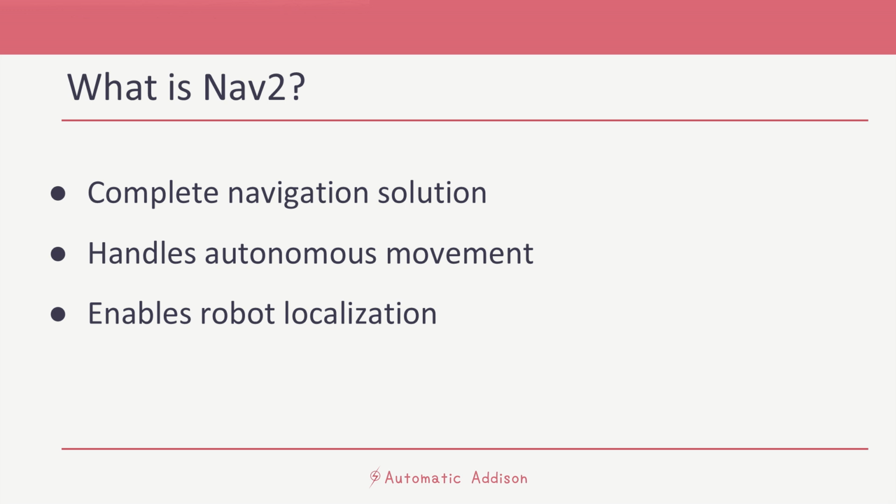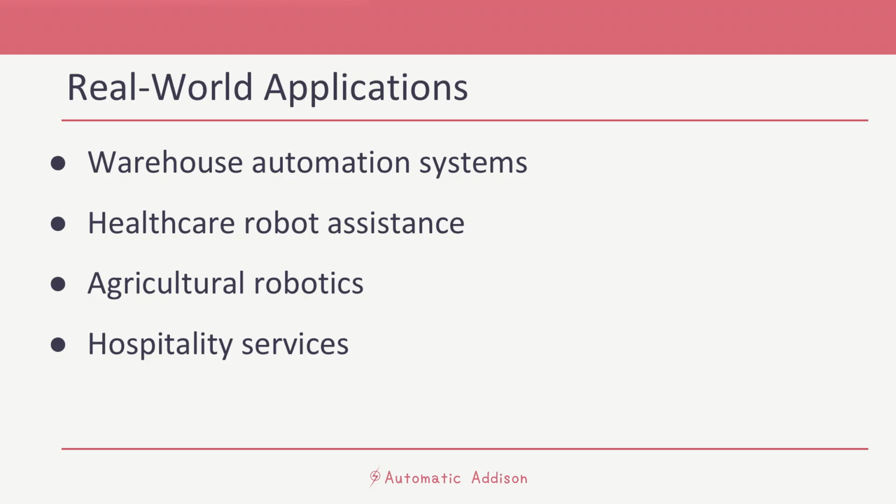Nav2 is built on top of the ROS2 framework, leveraging its modularity, scalability, and robustness. Now let's talk about some real-world applications. Nav2 has numerous real-world applications across various industries. Some examples include warehouse automation, so you can think of autonomous mobile robots equipped with Nav2 that can navigate warehouses, pick up and deliver goods, and optimize inventory management.